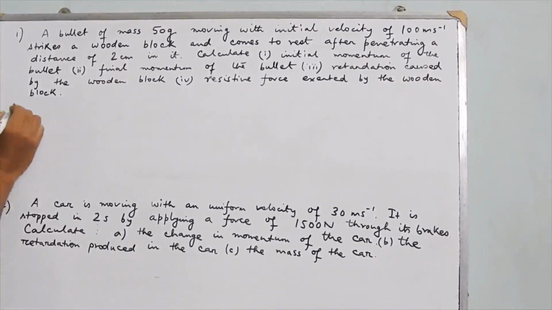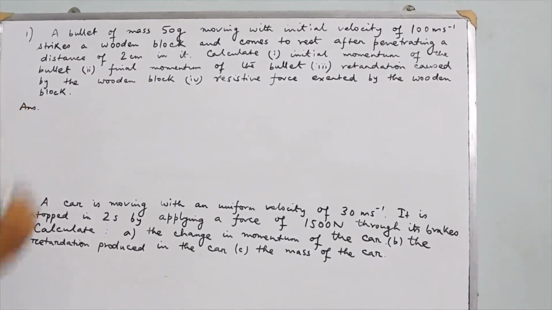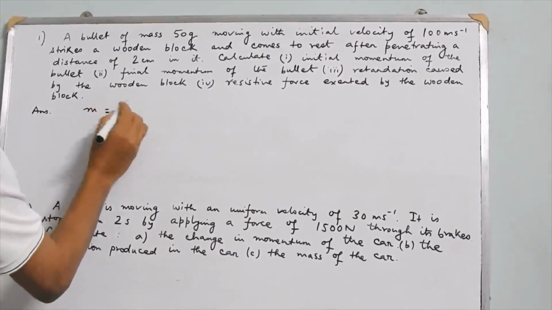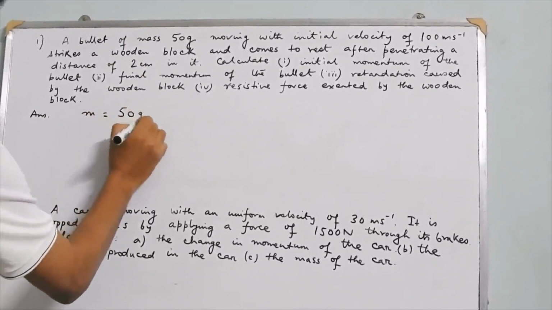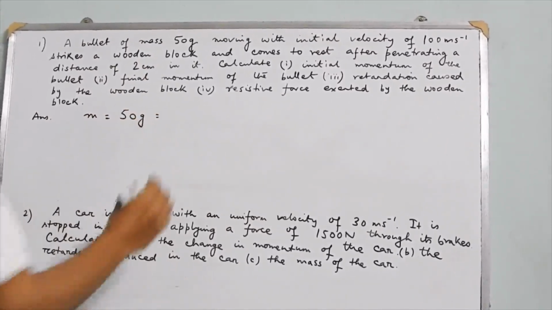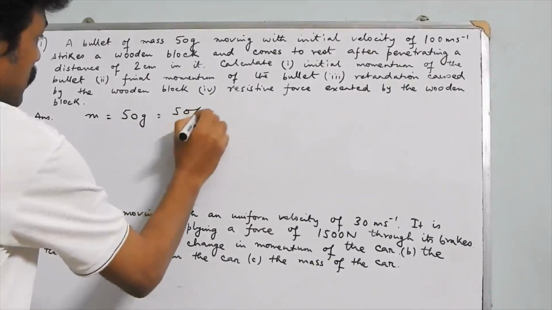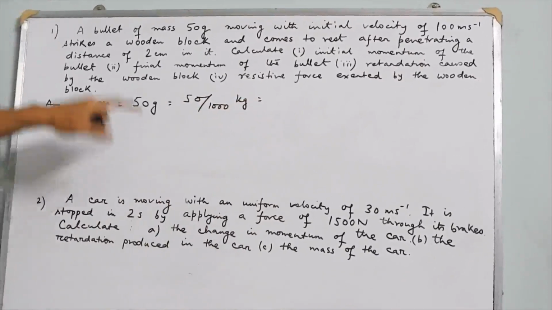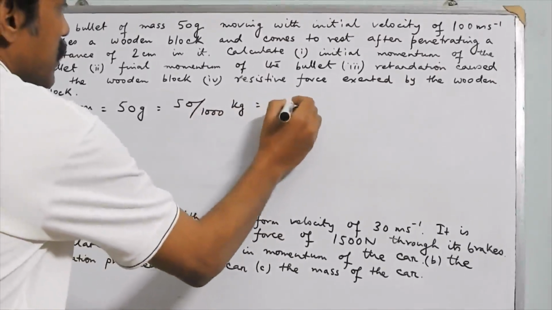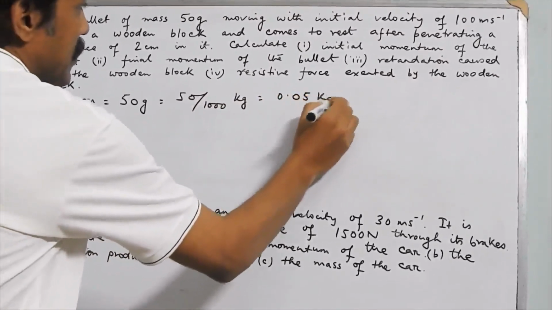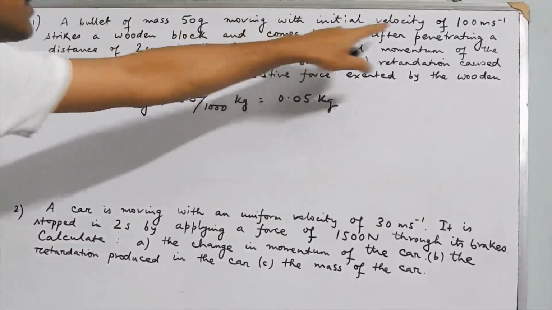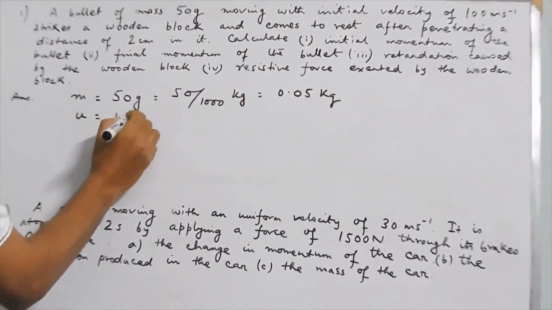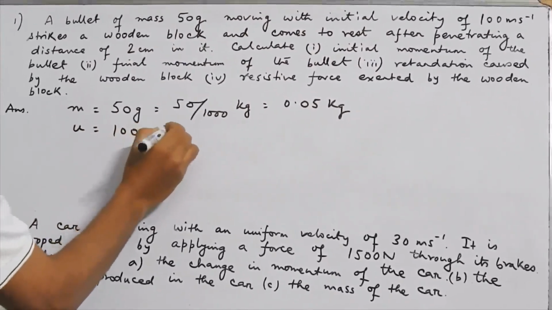So let me assume that the mass of the bullet is m, mass is 50 gram, which means 50 by 1000 kg, which is obviously 5 by 100, that means that is 0.05 kg. The initial velocity we generally denote by u. The initial velocity is 100 meter per second.